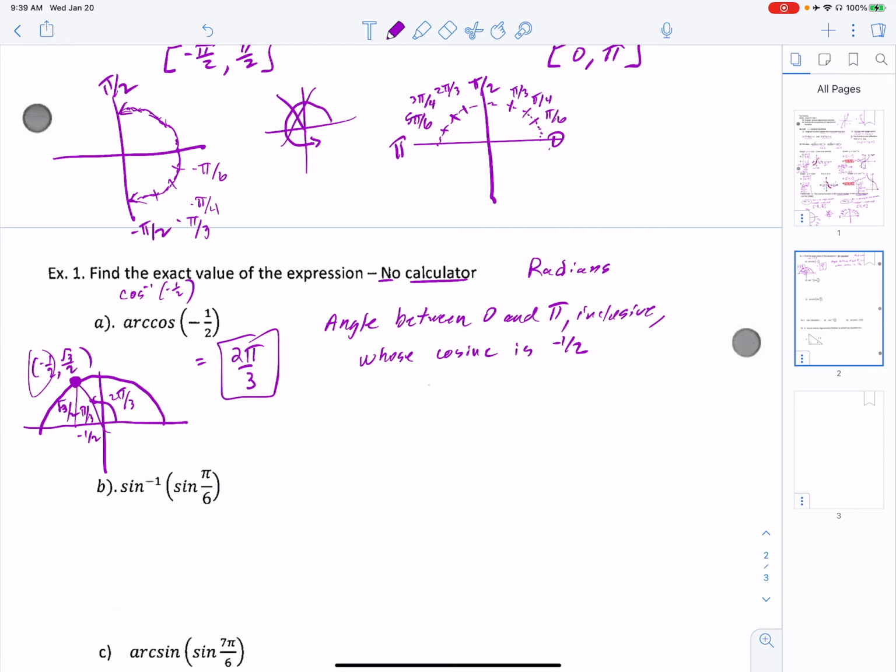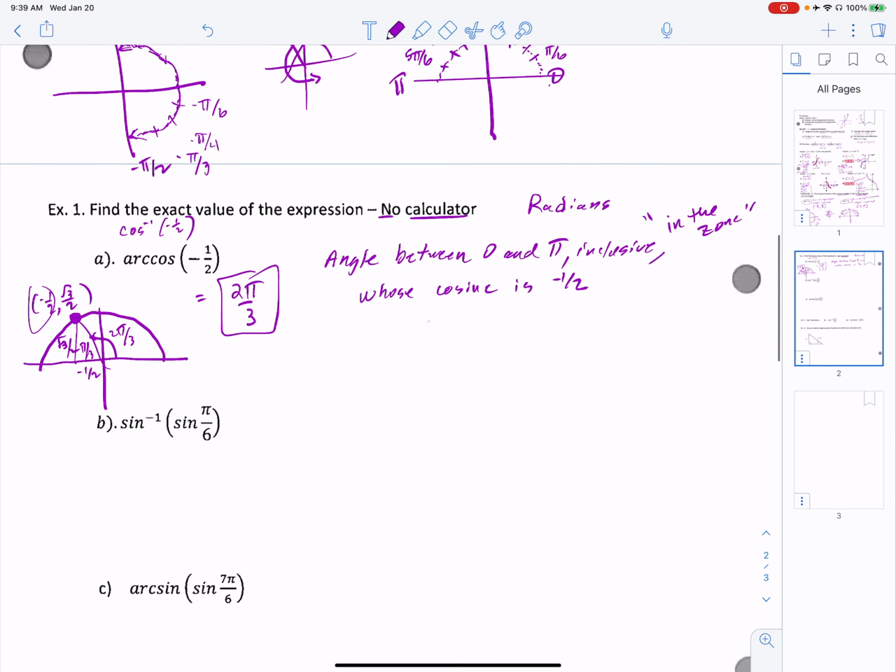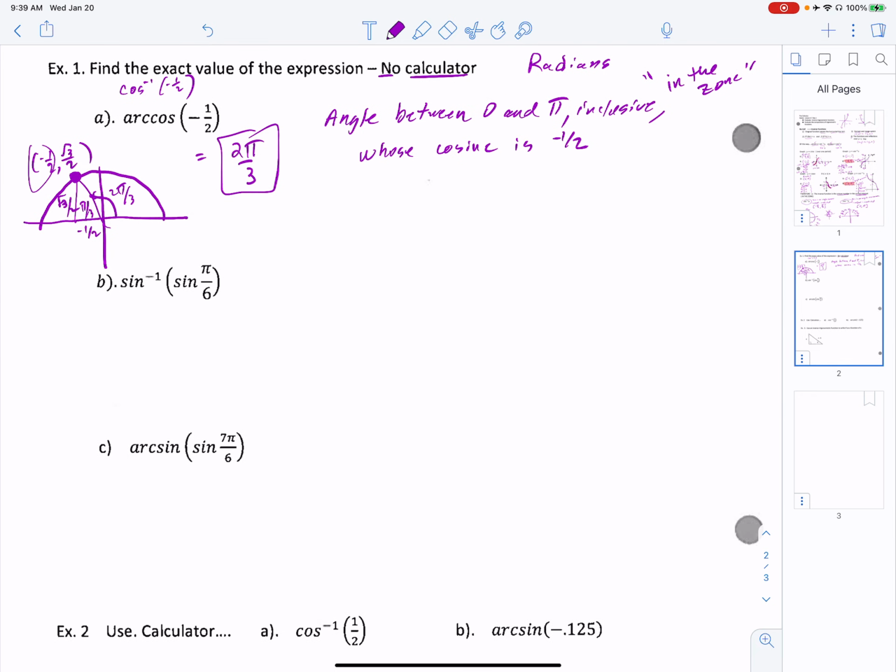So it's what angle is in the zone for inverse cosine. It's unique. Only one possibility. That's what we mean by unique. All right, so in part B, we have the inverse sine, which is on the outside. So the end answer, because this is the last thing you're going to perform, because you're going to do inside the parentheses first, has to be between negative pi halves and pi halves.